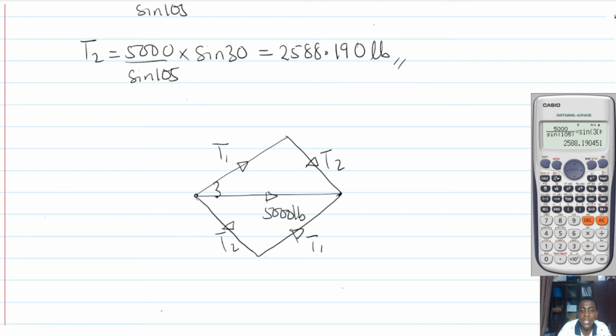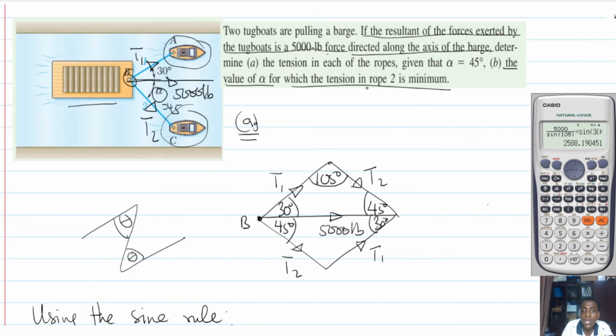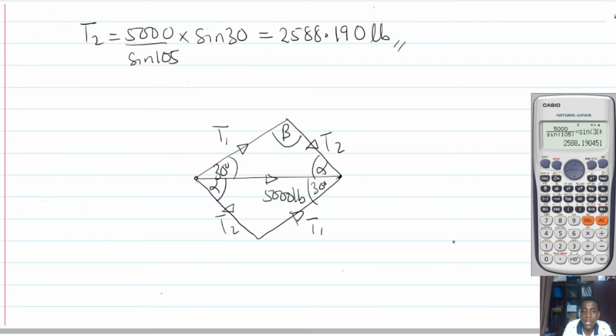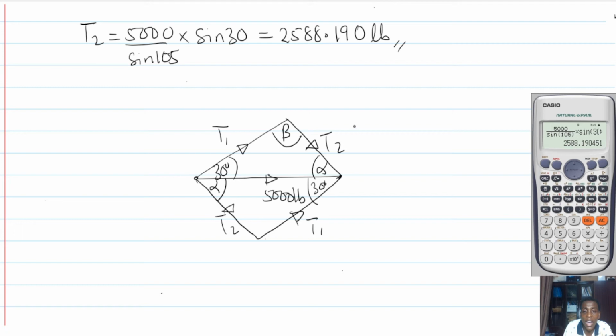Now take notice that this is still 30 degrees, but this time around this is alpha. So using alternate angles again, I will write this. But this time around this is alpha, so here is no more 105. So let's say the angle here is beta. All right, now this is what the question is saying. We should calculate the minimum force, the minimum tension in group 2, and the value of alpha at which this occurs.